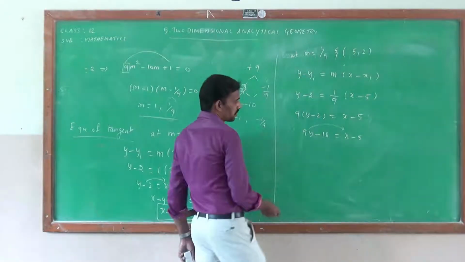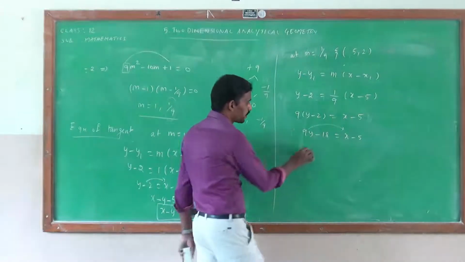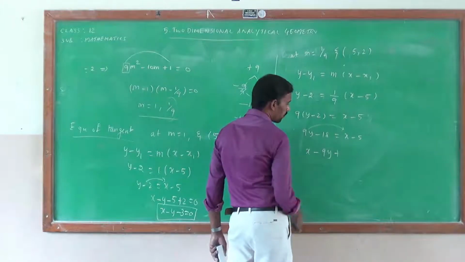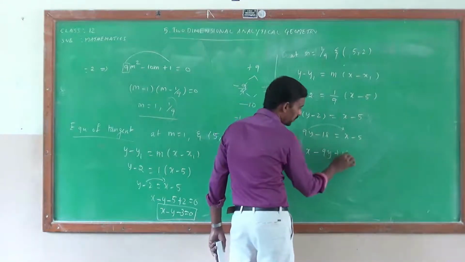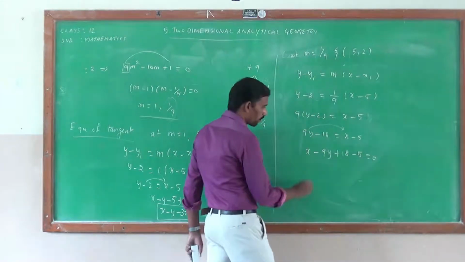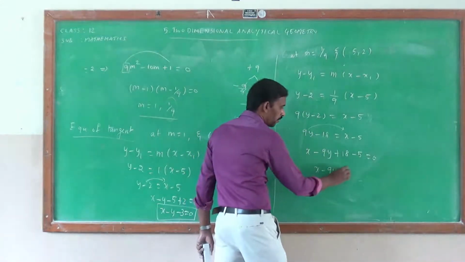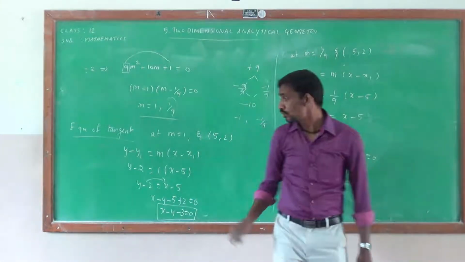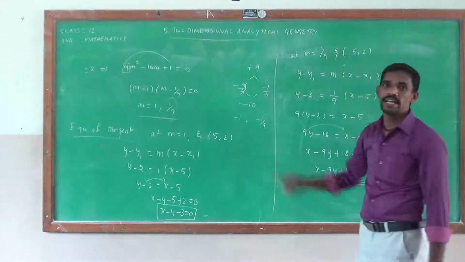Take everything on one side. We get x minus 9y plus 18 goes to that side. Sorry, minus 18 goes to that side, plus 18. And already I have minus 5, so equal to 0. Now x minus 9y plus 13 equal to 0. These are the two equations of the tangents.